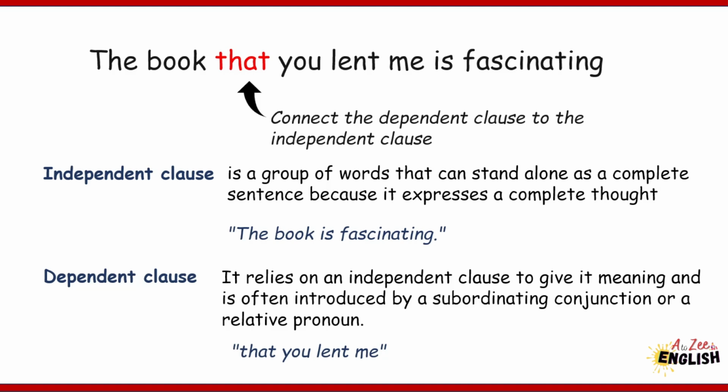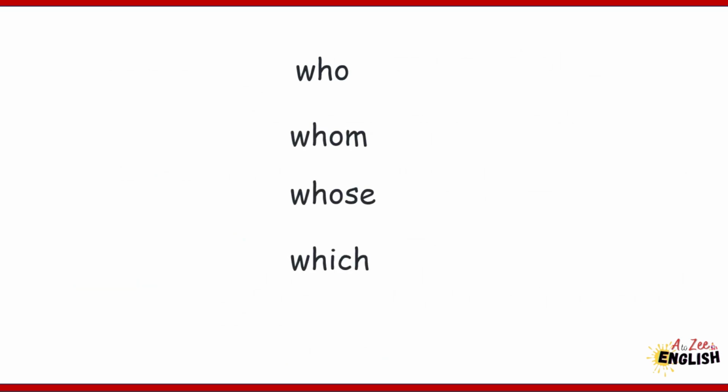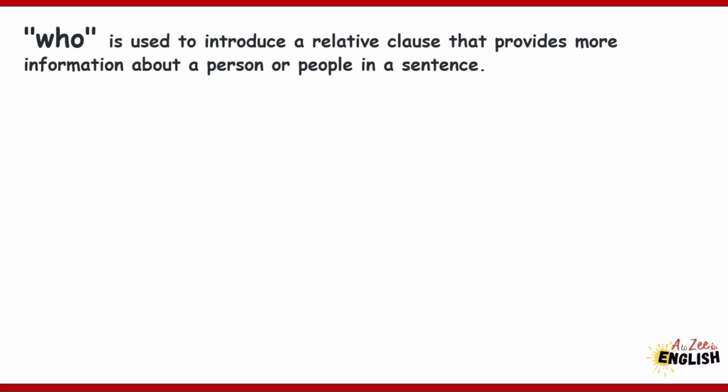There are several relative pronouns in English, each serving a specific purpose. The most common ones are who, whom, whose, which, that. These are some relative pronouns. Let's discuss these one by one. First one is who. Who is used to introduce a relative clause that provides more information about a person or people in a sentence. Here are some rules for using who.